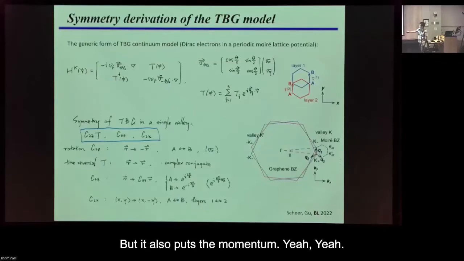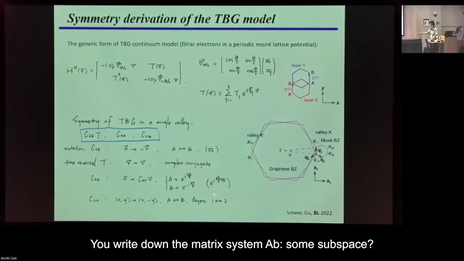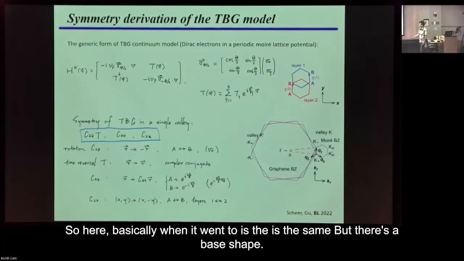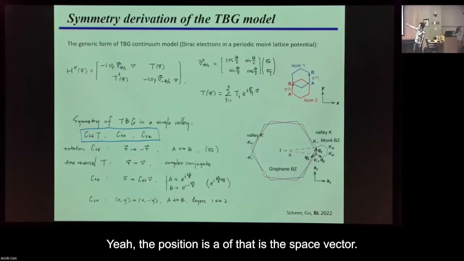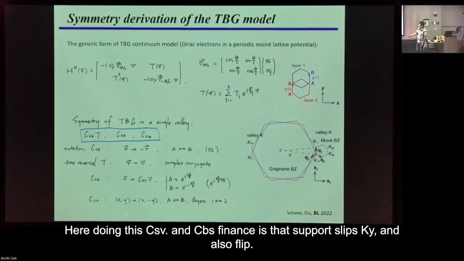And C3Z, if you write down the matrix of C3Z in the sublattice AB subspace, is actually given by this matrix. So when you do a C3Z rotation, the A site rotates to another position, but it's still the A sublattice. So it's diagonal in the sublattice space, but there's a phase shift. That's because you shift momentum from this K to this K. This momentum shift can create a phase, if you look at the position of this A sublattice, given by the space vector here. So in this sense, it behaves pretty much like a spin rotation. It's just a pseudo spin. You treat sigma Z as a pseudo spin. And C2X, finally, of course flips ky, and it also flips A and B.